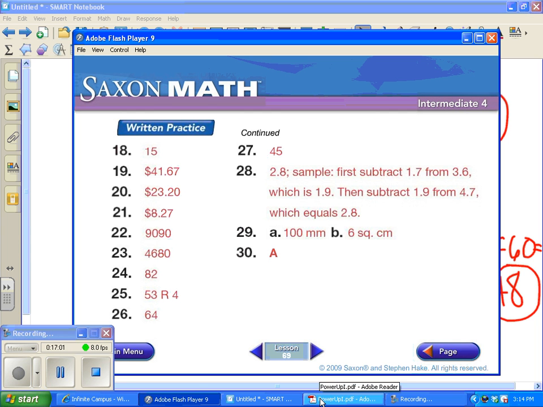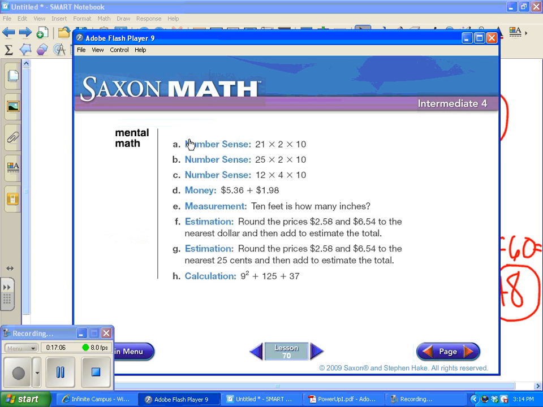Okay, now let's take a look at the mental math. Let's run through it real quickly. 21 times 2 is pretty easy. Double that, you've got 42. Times 10, well, times 1 actually, and then tack on a 0. 420. 25 times 2, got that. Times 1. Tack on a 0. 500. 12 times 4, got that. Times 1. Now tack on a 0.